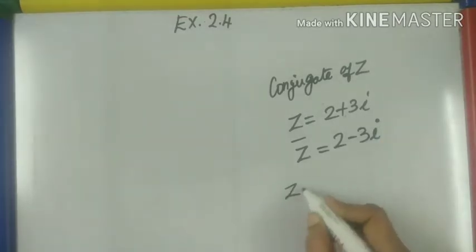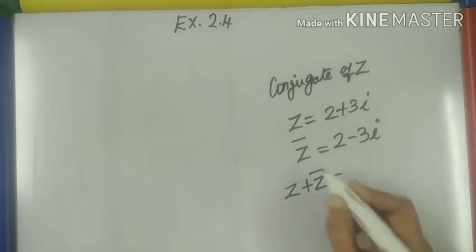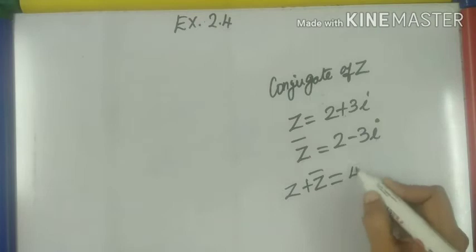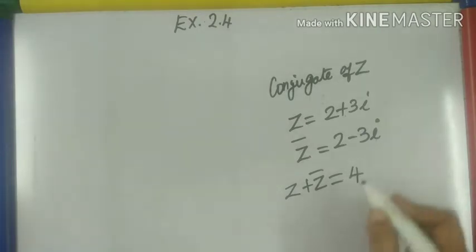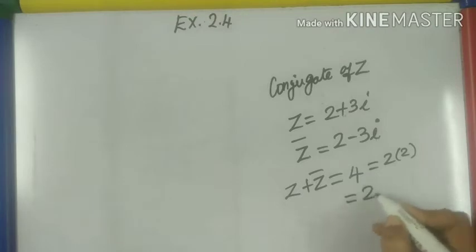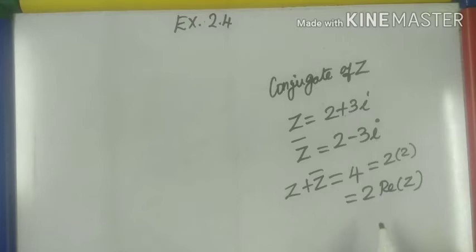See what happens if I add these two. Z plus Z bar means 3i will get cancelled. My answer is 4. It is nothing but 2 times 2, and 2 is the real part. Is the idea clear? So when I add Z and Z bar, I get 2 times real part.